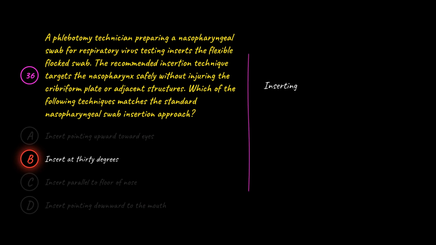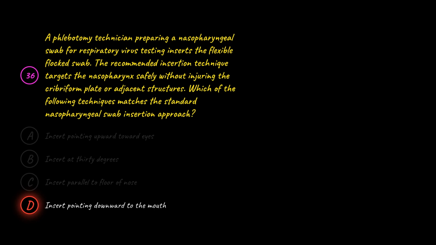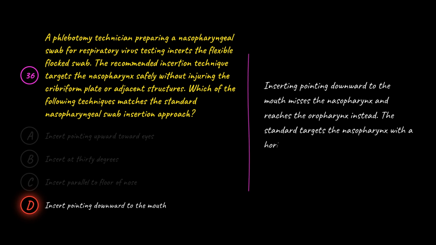B is wrong because inserting at 30 degrees is steeper than recommended and risks injury to surrounding structures. The standard floor of the nose technique uses a horizontal trajectory rather than any upward angle. D is wrong because inserting pointing downward to the mouth misses the nasopharynx and reaches the oropharynx instead. The standard targets the nasopharynx with a horizontal trajectory along the nasal floor. The standard reflects current practice in routine clinical phlebotomy.